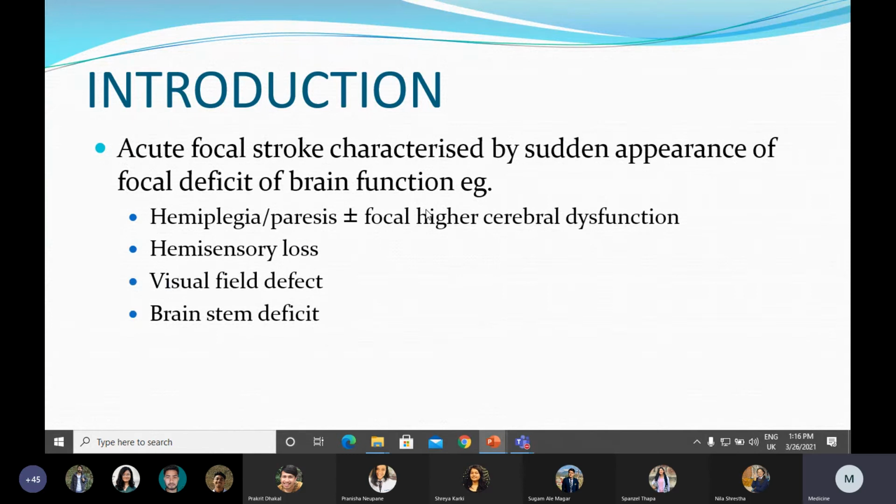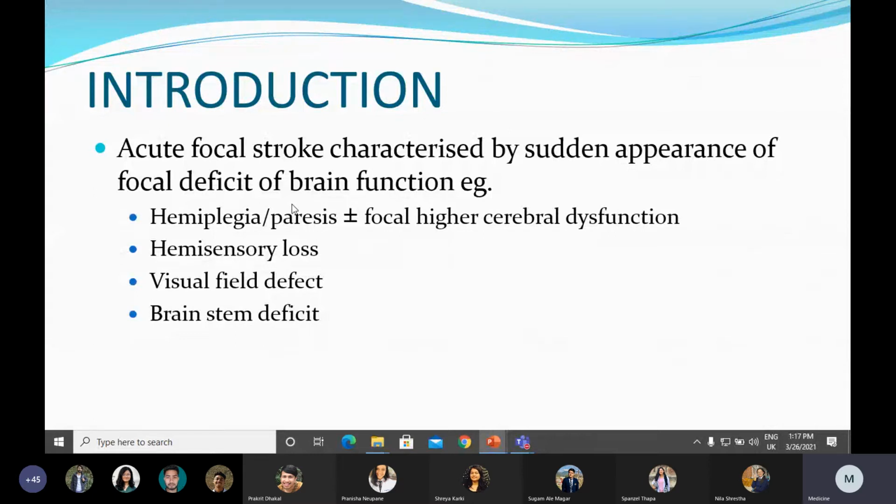Acute stroke presents with a focal deficit, and it may be like hemiplegia or paresis, with or without higher cerebral dysfunction, hemisensory loss, visual field defect, or brainstem deficit also.